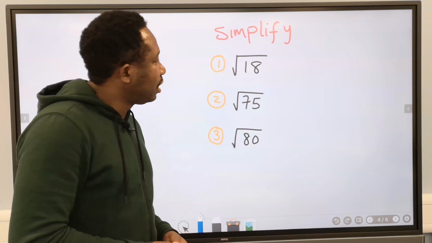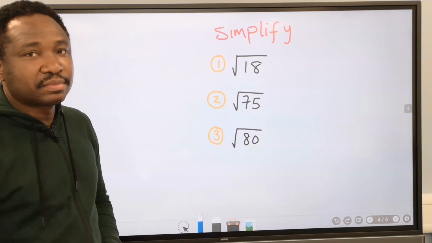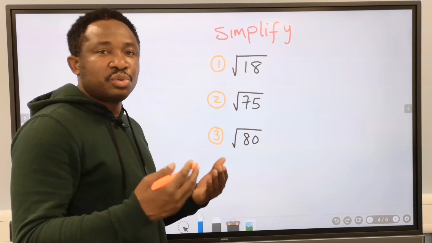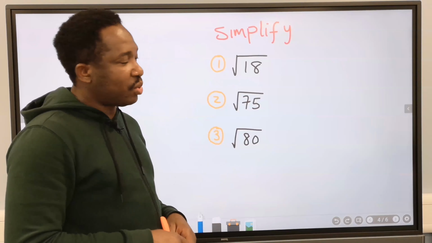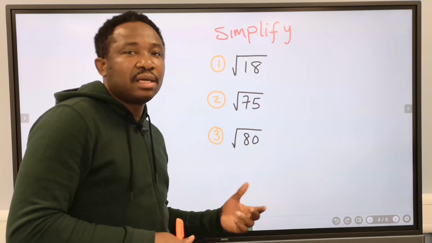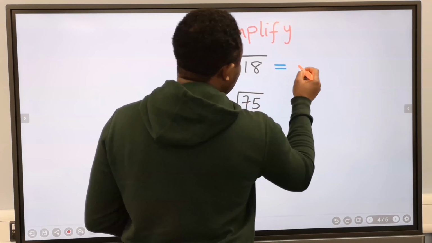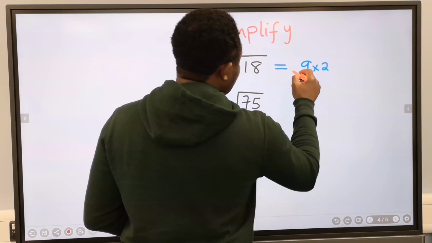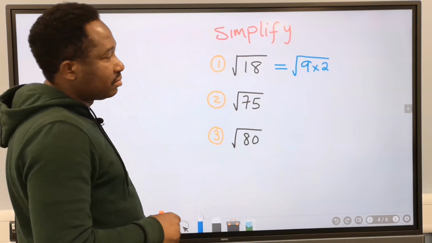Simplifying surds. We're going to simplify this surd problem. To solve number 1, we're going to think of two numbers. One will be a perfect square, and the other will not be a perfect square. The two numbers are 9 multiplied by 2. 9 times 2 will give you 18.